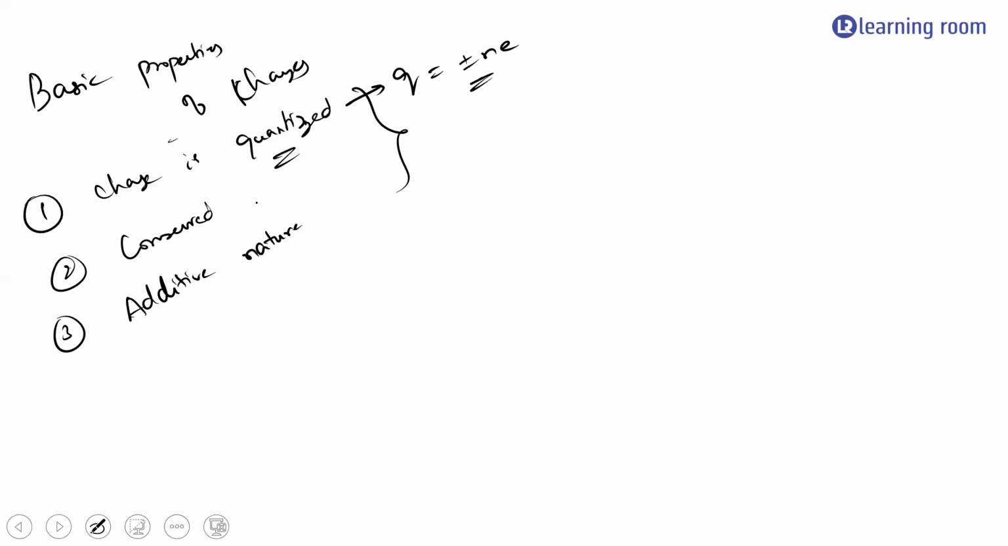What do I mean by conserved here? Charge can neither be created nor be destroyed. It can be transformed from one form to another. But the total charge present in an isolated system is going to be conserved. What is it? The total charge present in an isolated system is going to be conserved.